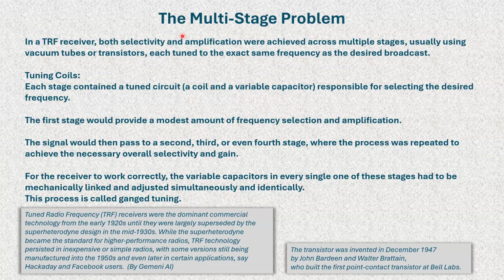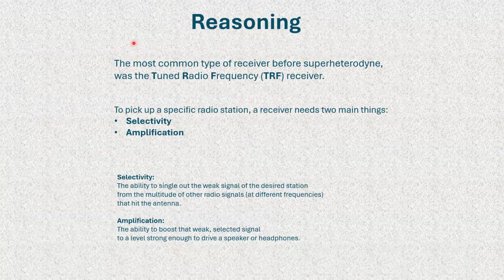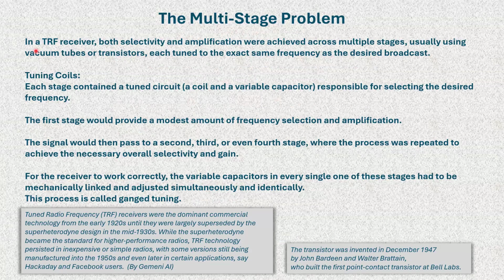All right, so all of a sudden we hit some sort of hurdles, and one of them is called a multi-stage problem. Let's see what this is about. In the TRF receiver, and remember, tuned radio frequency receiver, that was the old way of doing things. In a TRF receiver, both selectivity and amplification were achieved across multiple stages, usually using vacuum tubes or transistors.